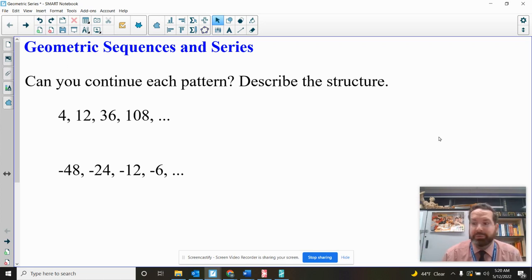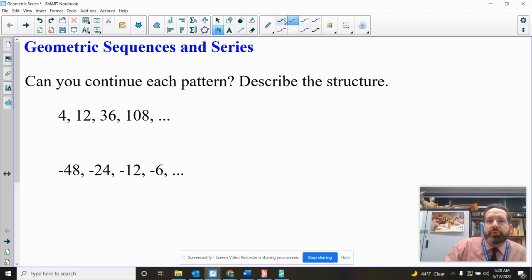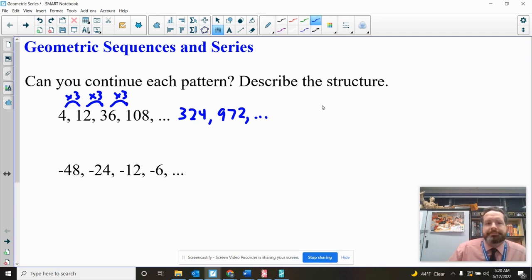So here's what I'd like you to do. Take a moment. I want you to continue each of those patterns and see if we can get the next few terms going. So see if you match me. My next number, I got 324. And then after that, I'm going to get 972. And then the pattern would continue on. This time, instead of adding the same number each time, you're multiplying by the same number each time. Times 3, times 3, times 3, times 3, and on down the line.